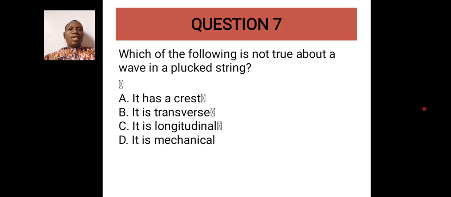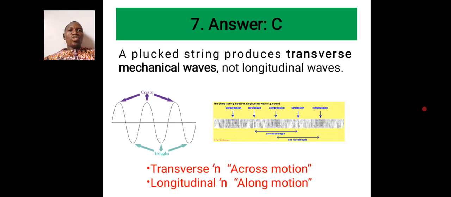Question 7 says, which of the following is not true about a wave in a plucked string? A, it has a crest. B, it is transverse. C, it is longitudinal. D, it is mechanical. So which one is not true? We are talking about which one is not true.